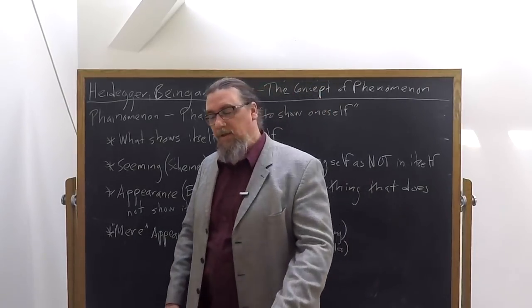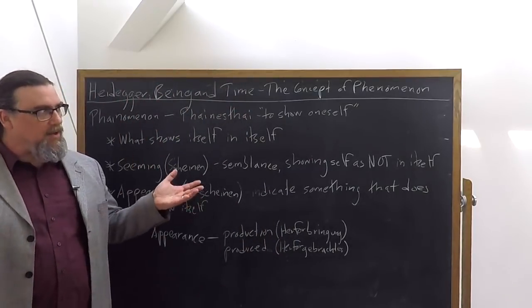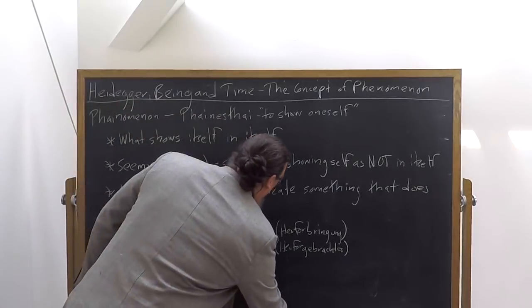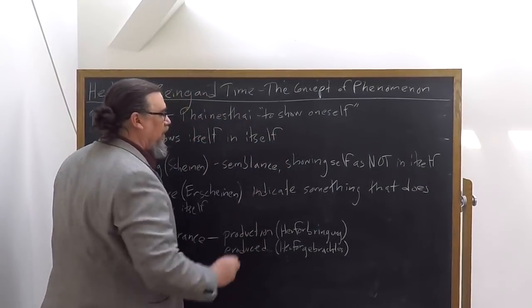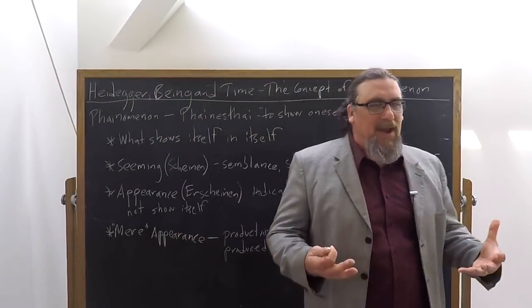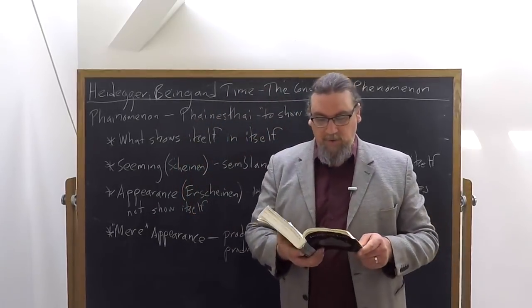Now, why does he say that? Because many people in the history of Western metaphysics end up taking appearance, or even what we're going to talk about as mere appearance, as if those are the paradigm for phenomena. And this is going to be a fundamental problem in Heidegger's view.